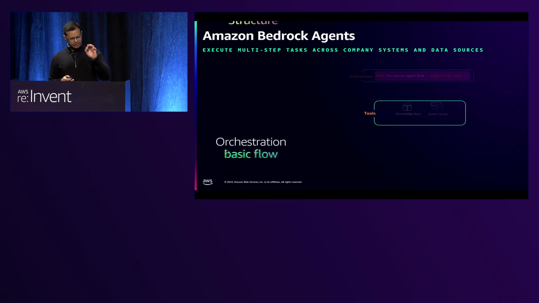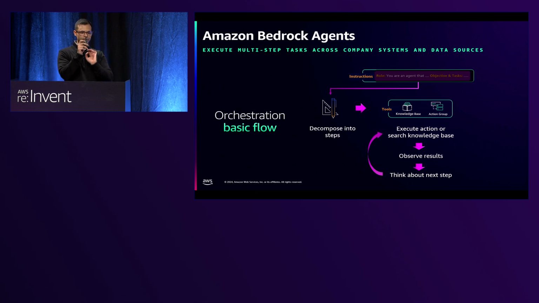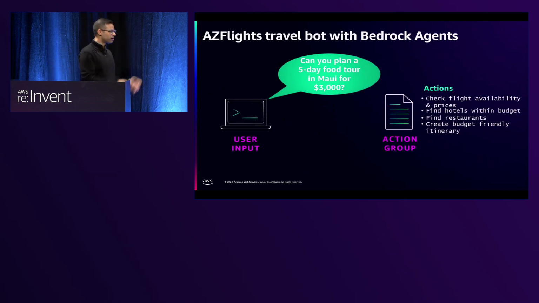The orchestration basic flow is it will decompose this task into multiple steps. It'll execute a specific action, or it'll just go to retrieve from a knowledge base. And it does this iteratively, right, until it is satisfied: thought, observation, and action. And then it gives a final response. So let's come back to our architecture. The question was, can you plan a 5-day food tour in Maui for a specific budget? How does this break down?